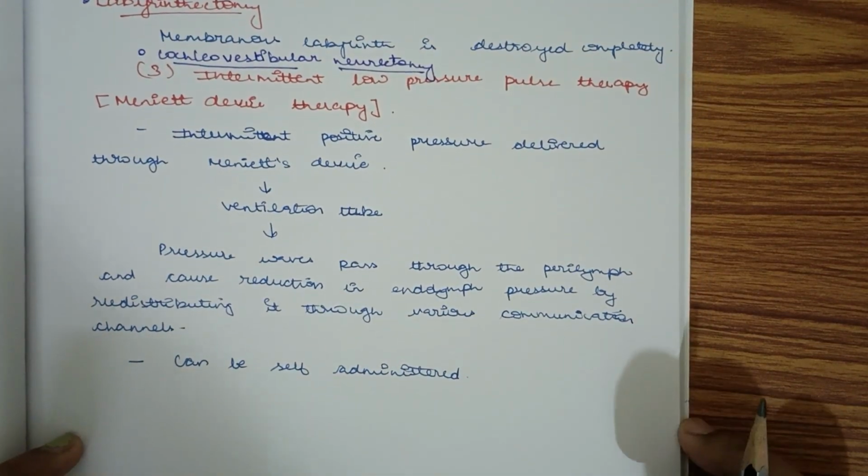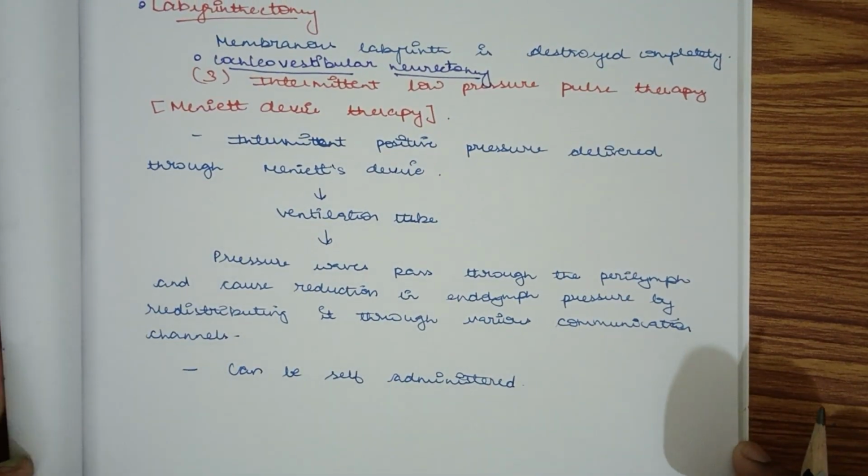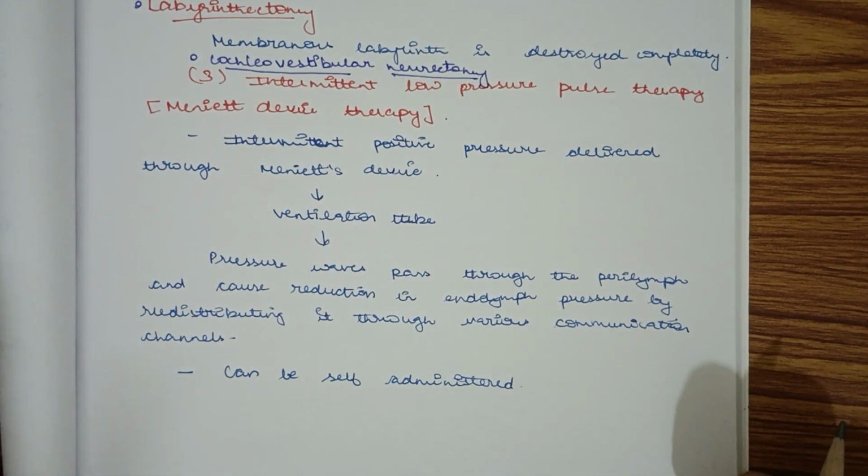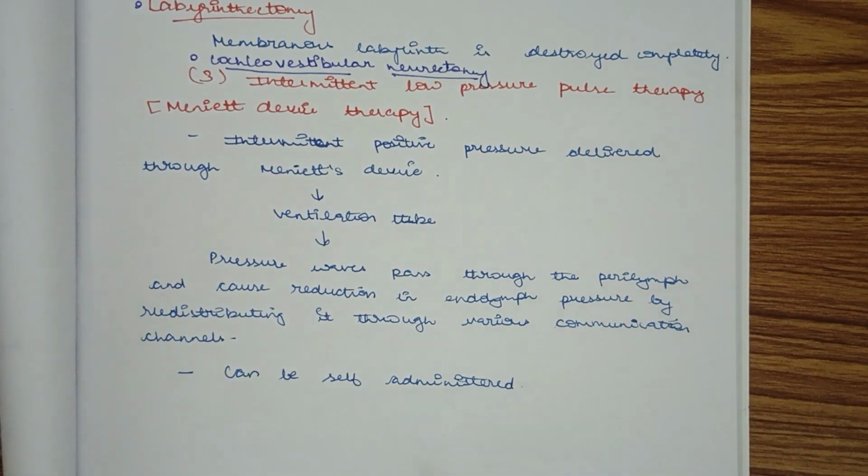The last mode of management is intermittent low pressure pulse therapy, also known as Meniere device therapy. It is FDA approved right now, but the actual mechanism of it is not known. Intermittent positive pressure will be delivered through the Meniere's device into the external auditory canal. So this also requires the presence of a grommet tube or a tympanostomy tube in the middle ear.